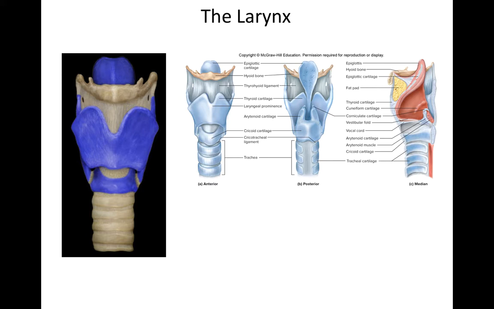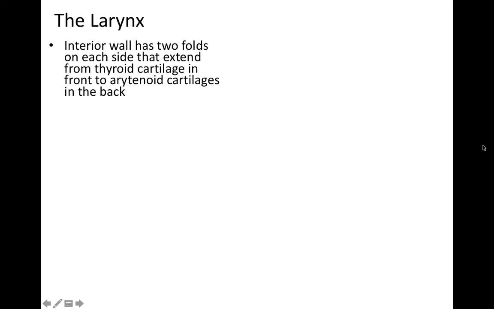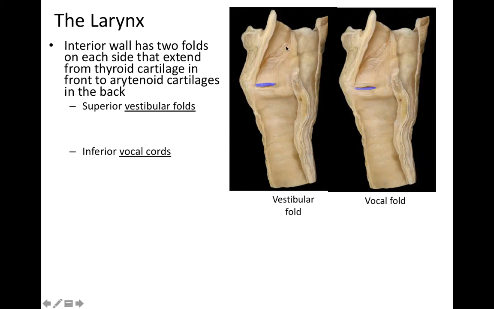Now, the 3 paired ones are very small, so here's your arytenoid, there's your corniculate, and then embedded in the wall are the cuneiforms. We also are going to have these 2 folds that are going to extend inward in the larynx. We've got the vestibular folds and the vocal folds, or what are commonly known as the vocal cords. So the superior ones are the vestibular folds, the inferior ones are the vocal cords. Looking at the larynx, the superior would be vestibular, the inferior would be vocal.